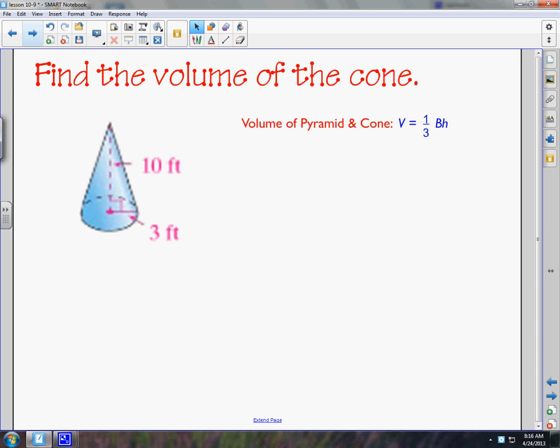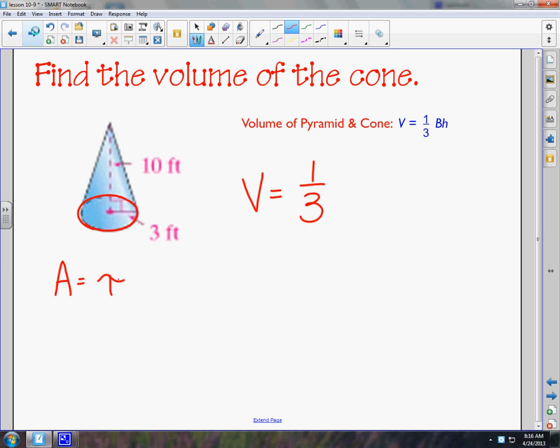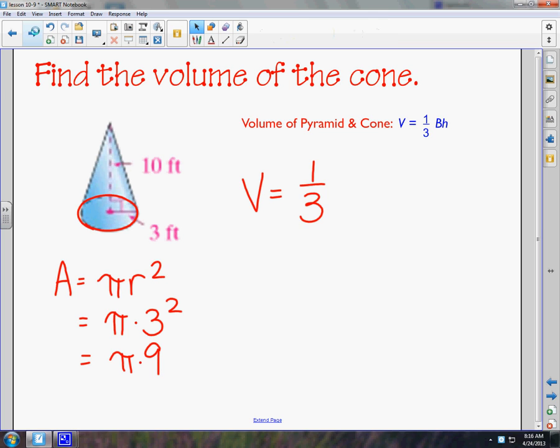Okay, find the volume of the cone. So, to find the volume, I'm going to do 1/3 times the area of the base. Well, the area of the base, I'm going to do that on the side. Area of the base is this circle, and the area of a circle is pi r squared. So that would be pi times the radius squared, which is pi times 9. So then you take out your calculator and you do pi times 9, and that equals 28.3 feet squared.